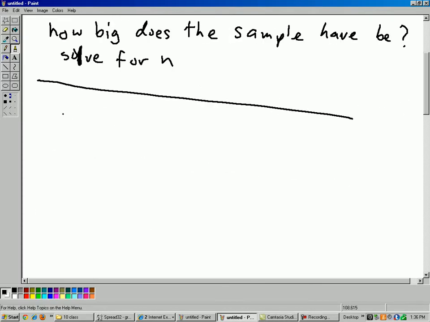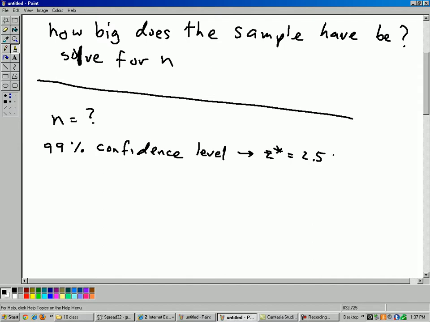So n, we don't know. That's what we're looking for. The question asks us to get a 99% confidence level. So that means z star, the critical z, must be 2.576. That's just the standard z-score for 99% confidence. Also in the problem, they tell us that sigma is equal to 7 micrograms per liter.